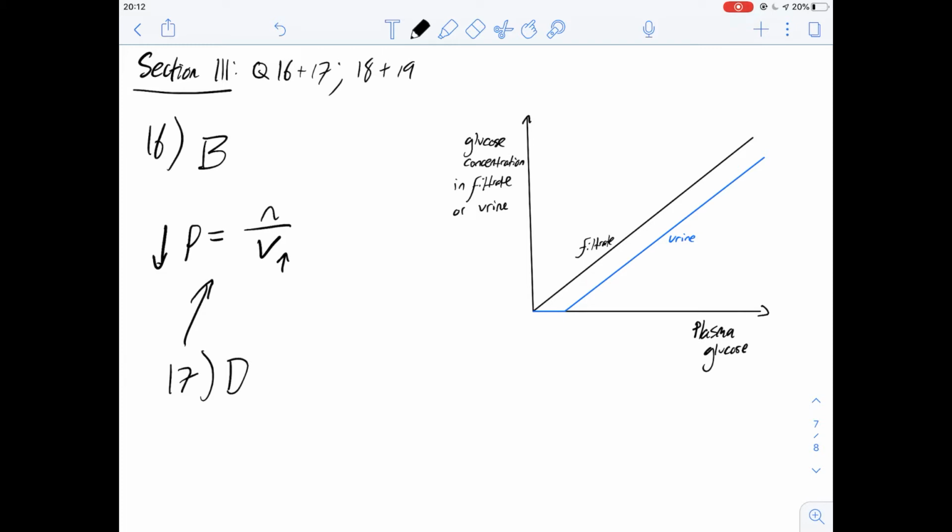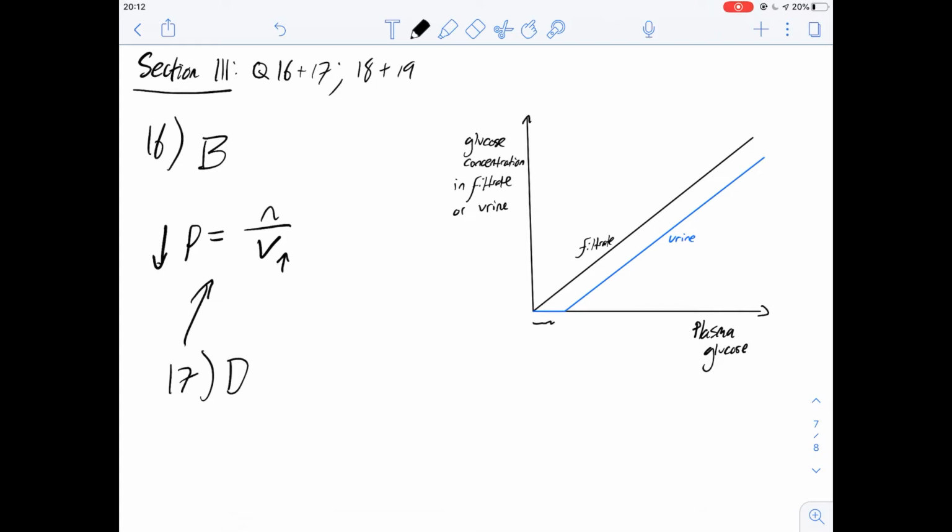Moving on to 18 and 19 now, we're looking at a different figure, and I've copied out the graph on the right hand side here. It talks about how blood is filtered by the kidneys and the role that nephrons play in this. They're described as long, thin tubes, and the graph really shows how the concentration of urine might change as the plasma glucose concentration changes relative to the filtrate. So if we look at question 18, it says for glucose at a plasma concentration of 1, the glucose concentration in filtrate is higher than in urine.